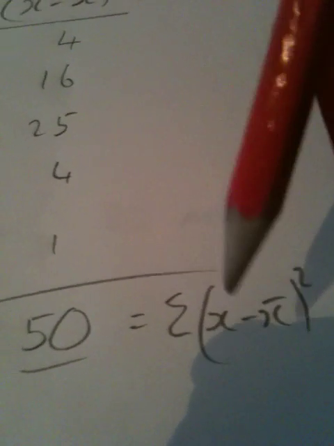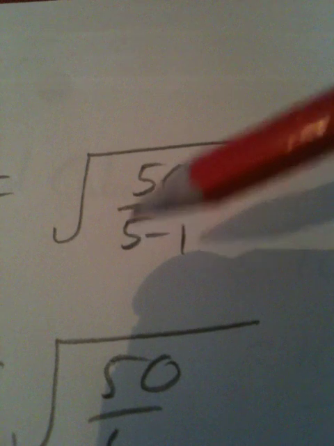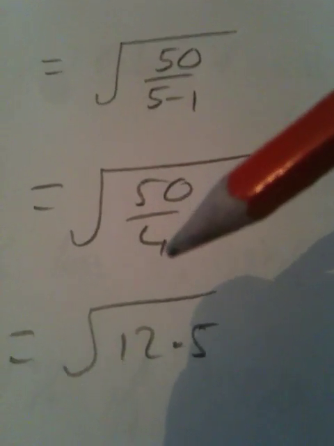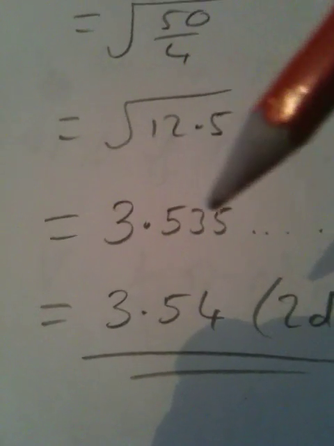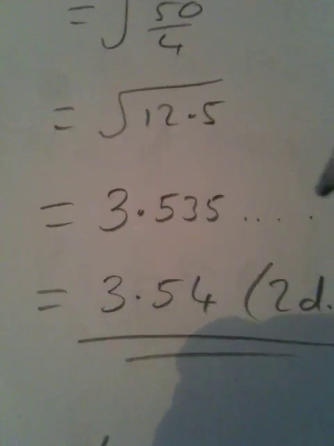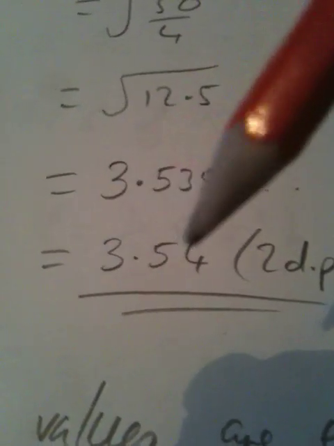Now, why is that important? That's important because that's the top line of the standard deviation formula. So all of this here is just 50. So substitute in, so it's 50 over, it said n minus 1, n's how many numbers? There's 5 numbers, so 50 over 5 minus 1, which is 50 over 4. 50 divided by 4 is 12.5. The square root of 12.5 is 3.535... Round to 2 decimal places, 3.54.